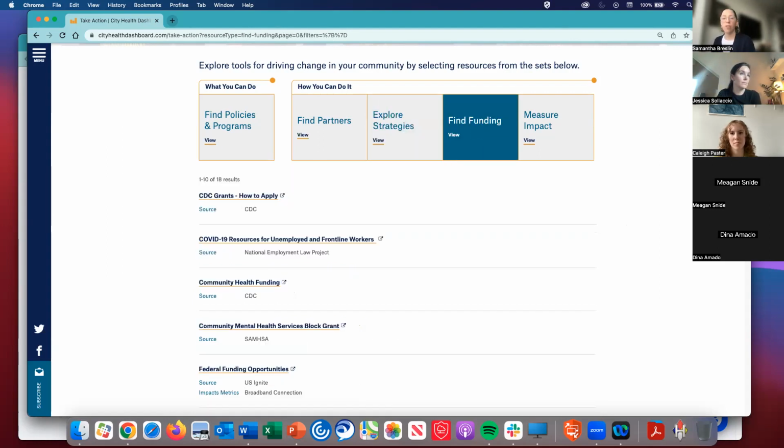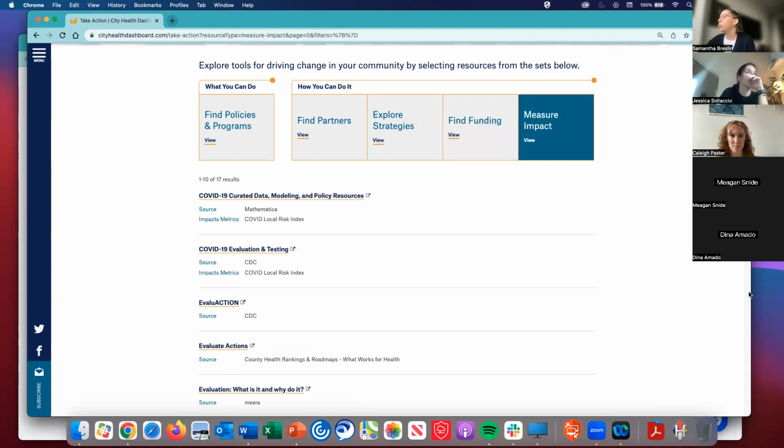Find funding. There's never enough funding to go around for the programs that we want to put into practice. So we have not only grants that are there for the taking, but we also provide tips and strategies to help users actually apply for certain funding. And finally, we have tools to help you measure impact and make sure that the programs or policies you're implementing, and the outcomes you're expecting to see, are actually what's being lived and experienced by the residents or communities you're working with.